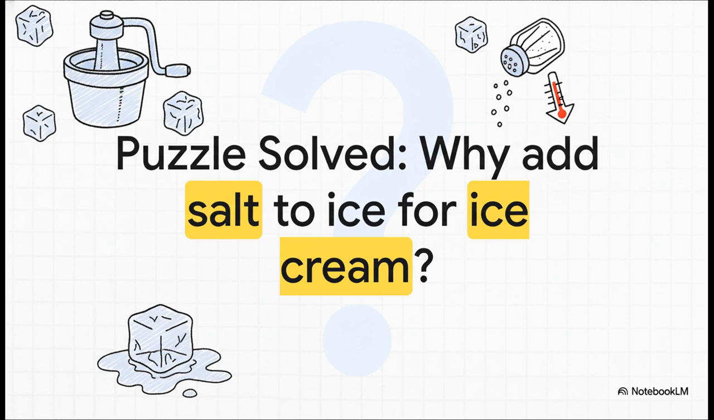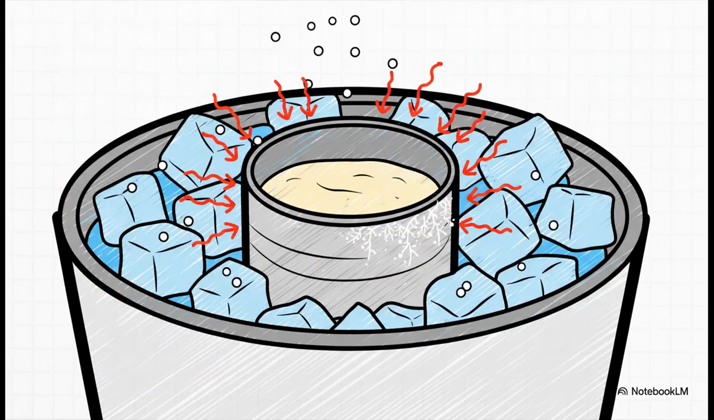Why are we dumping all that salt on the ice? It is all about freezing point depression. The salt dissolves on the wet surface of the ice and it creates this super cold saltwater slush that wants to be a liquid even at temperatures way below freezing.